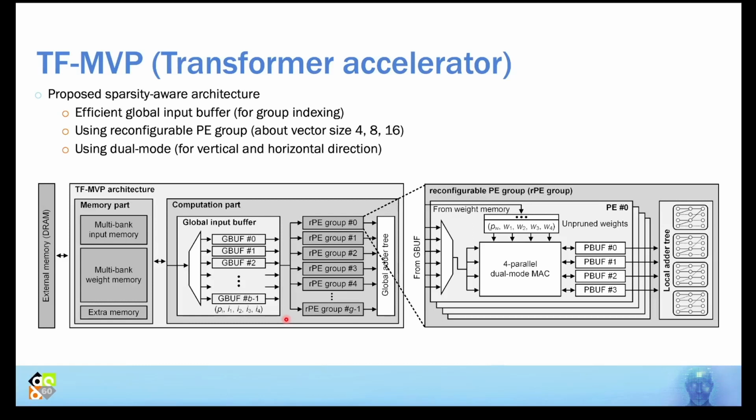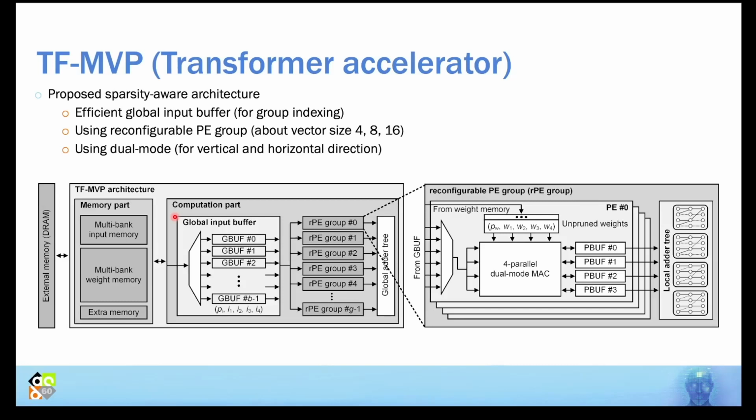This architecture is based on the paper Optimus, accepted at MRCS 20, which matches sparsity-aware and load-balancing transformer accelerators to advance our work. First, there are 2 parts, memory part and computation part. As you know, memory part has input and weight memory and also has the external memory DRAM. And we will focus on the computation part in this presentation for sparsity-aware and load balancing.